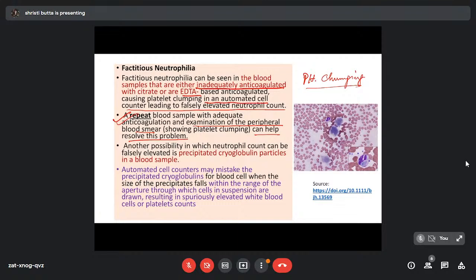Another possibility is if you have precipitated cryoglobulins, that is shown here. These cryoglobulins that are shown alongside can sometimes be taken up by the automated cell counters and can pass through the apertures through which the cell suspensions are drawn, resulting in a spuriously elevated white blood cell or even platelet count. So precipitated cryoglobulins in factitious neutrophilia can also result in neutrophilia. Now coming to glucocorticoids and neutrophils.